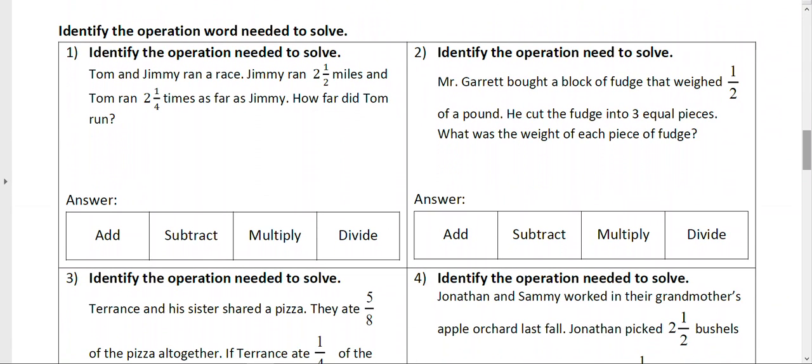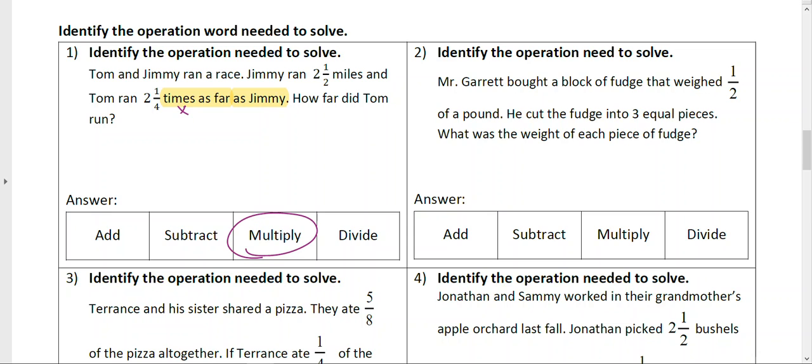The first 4 problems on your study guide were just determining what the operation was. The first one says Tom and Jimmy ran a race. Jimmy ran 2.5 miles and Tom ran 2 1/4 times as far as Jimmy. How far did Tom run? If I highlight my operation words in this one, the operation word is times as far. You could also add in as far as Jimmy. Because the times word tells you that it's going to be multiplication between the two fractions. So that's how I know that one's going to be multiply.